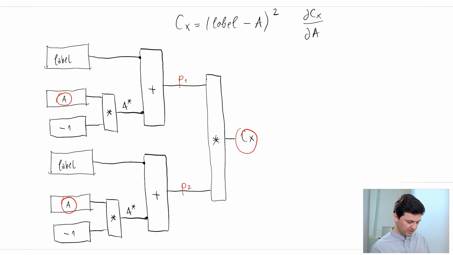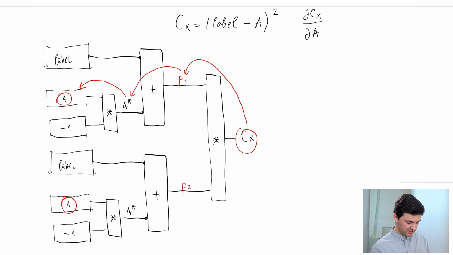So to compute this partial derivative, we need to compute the partial derivative of the total cost in terms of P1, and then P1 in terms of A star, and A star in terms of A. But there is another path that we need to consider. So this is the partial derivative of the total cost in terms of P2, P2 in terms of A star, and then again A star in terms of A. So let's write this down.